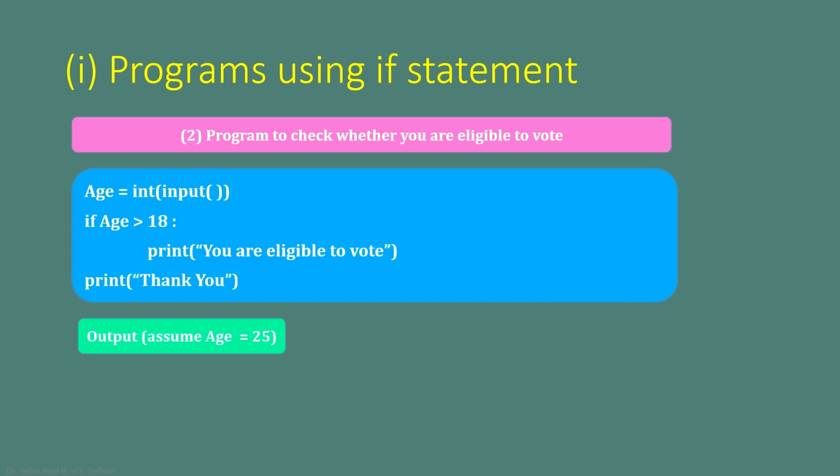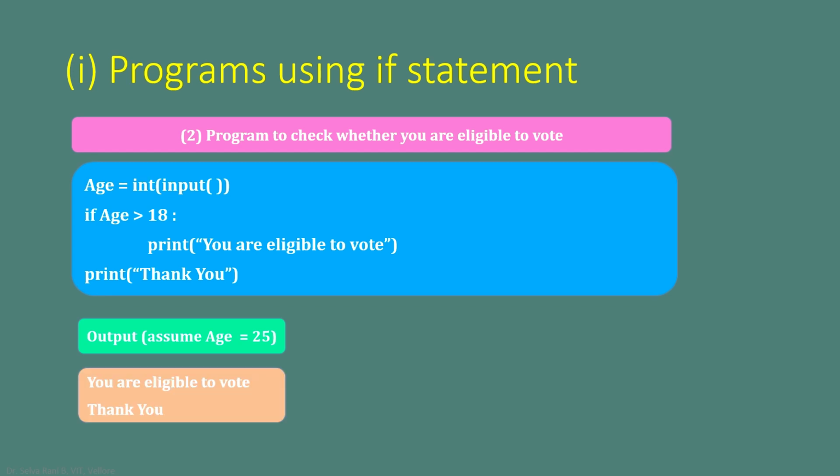What will happen if the user gives the value of 25 to age? 25 is greater than 18, the condition is true. And the interpreter will enter the if construct and display 'you are eligible to vote' on the screen. And then it comes to execute the statement which follows the if construct, and here we have the thank you message. So we have 'you are eligible to vote, thank you' on the screen.